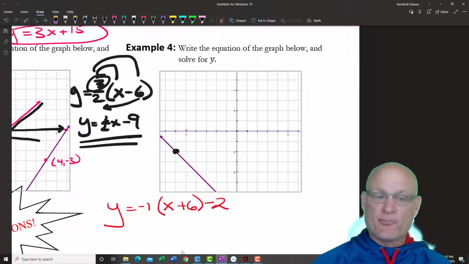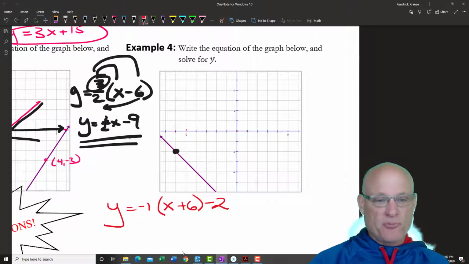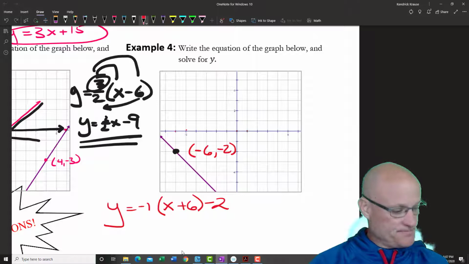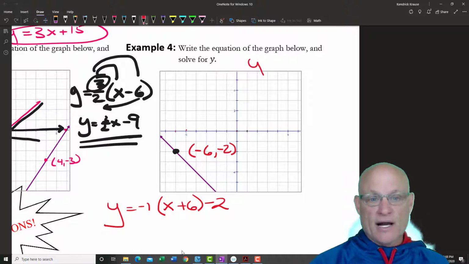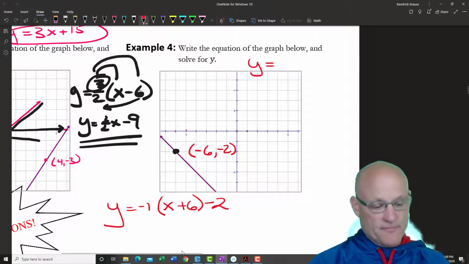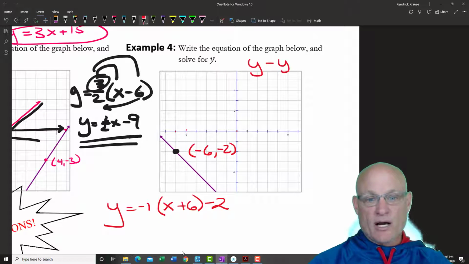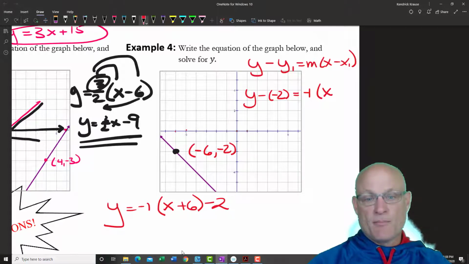Okay, let me go back to the point slope formula. Remember, this point was negative 6, negative 2. All right, so y minus y1 equals m, x minus x1. So our point is this, and remember, our slope was already negative 1. So y minus negative 2 equals negative 1, x minus negative 6.